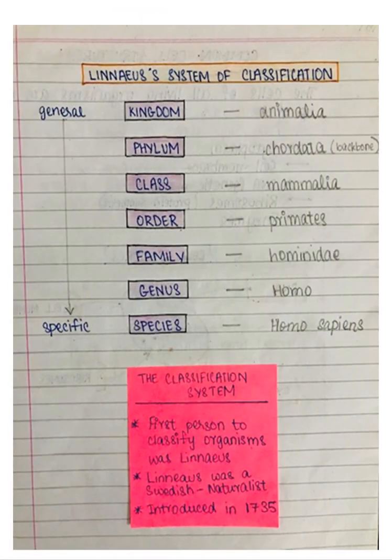So this is Linnaeus' system of classification. It begins with the kingdom, phylum, class, order, family, genus, and species. So if we take the example of Homo sapiens, the kingdom is Animalia, phylum is Chordata, which means they have a backbone, class is Mammalia, order Primates, family Hominidae, genus Homo, and species is sapiens. So together it is Homo sapiens.